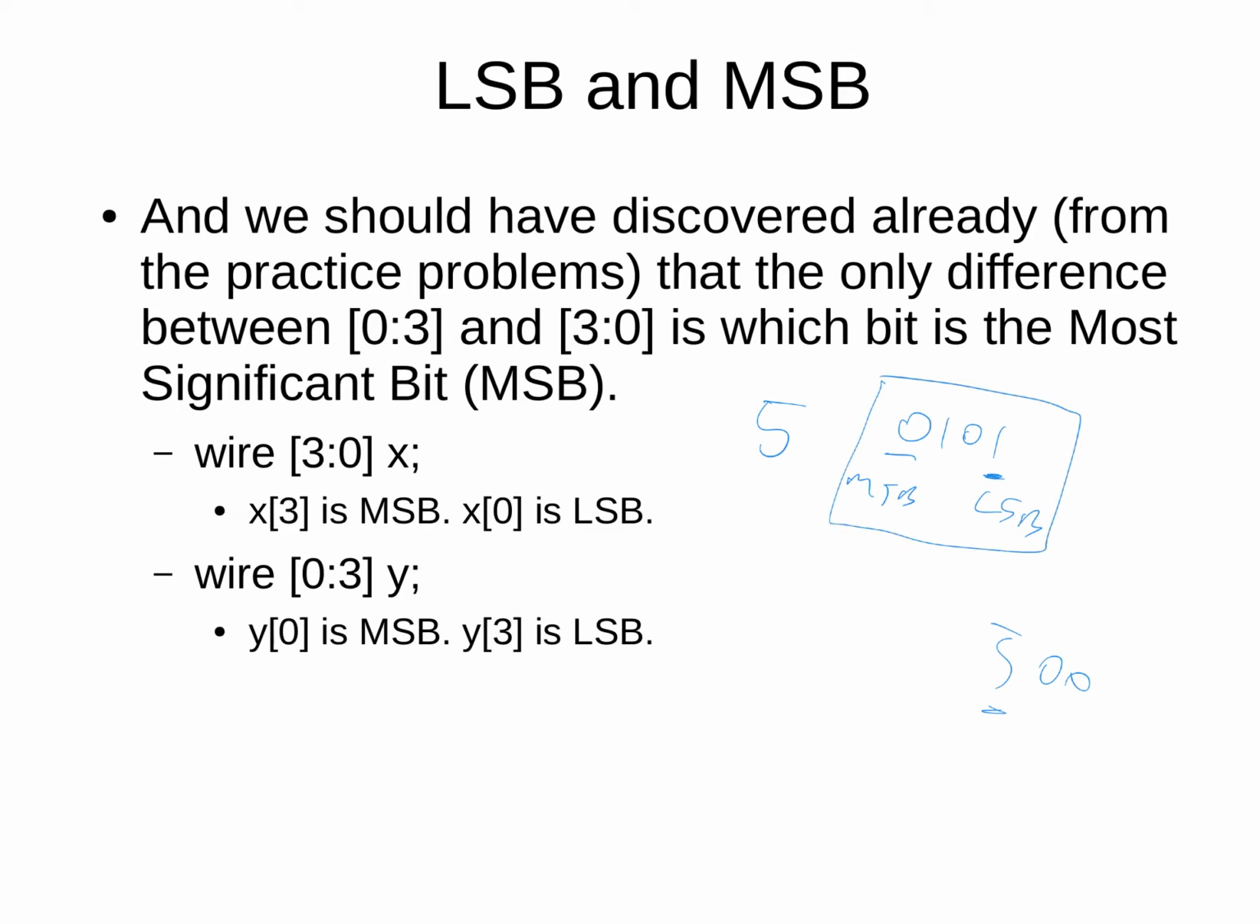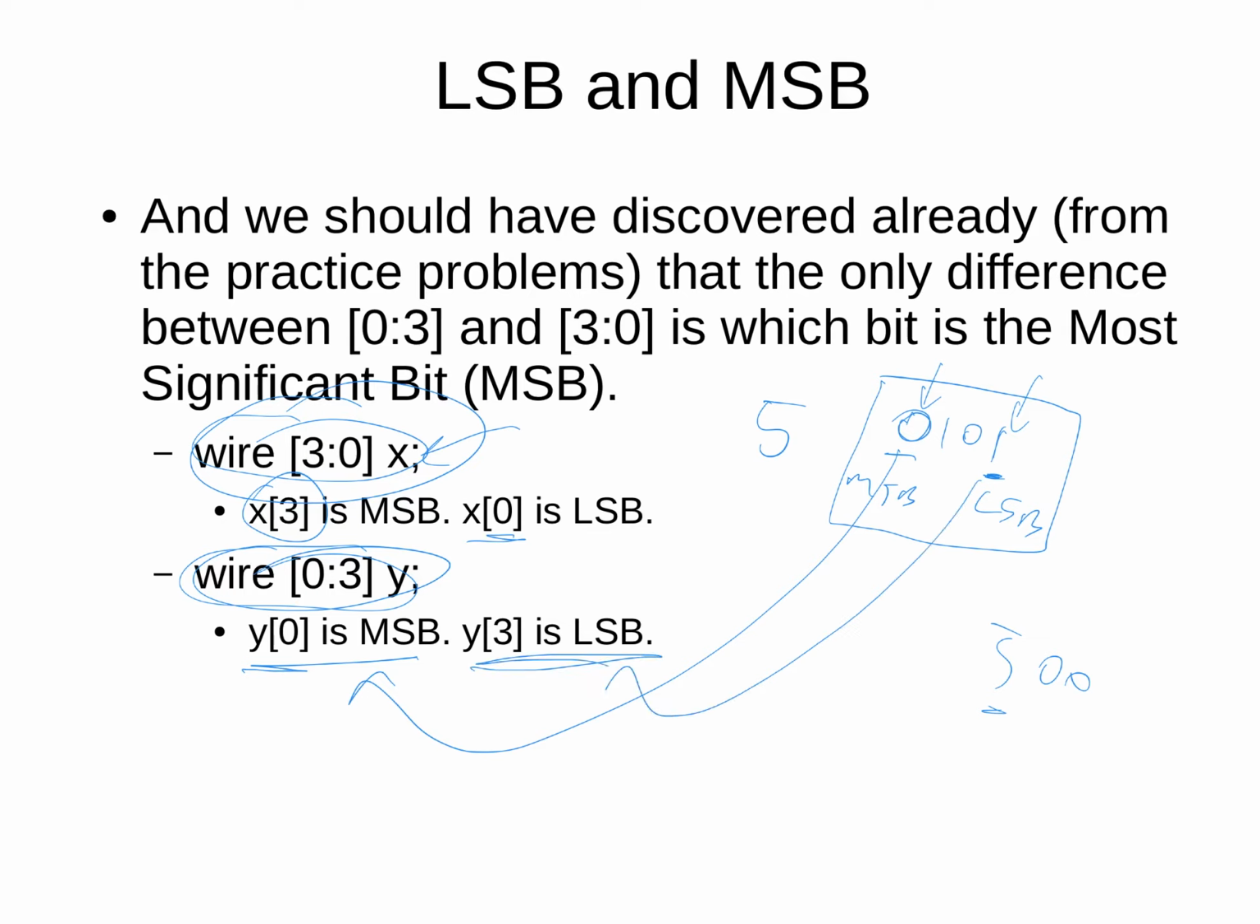That's just the convention humans have adopted. So here is how we represent number 5 in binary, with this being the most significant bit, this being the least significant bit. Now the difference between these two representations is that in the first representation, x3 contains the most significant bit. That is, x3 will be equal to 0 and x0 will be equal to 1 in this representation here. In the second representation, it's the other way round. y of 0 is the most significant bit, so therefore it will contain 0, and y of 3 being the least significant bit will contain a 1.